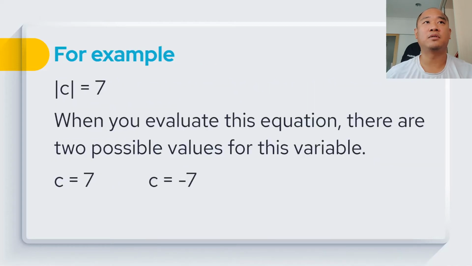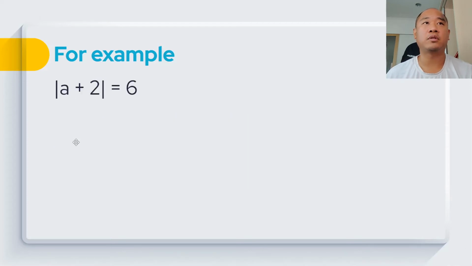For example, the absolute value of c equals 7. When you evaluate this, there are two possible answers, right? You can have c equals 7 or c equals negative 7. Both of those values would be true. And so that's what we're dealing with today. So let's take a look at this.